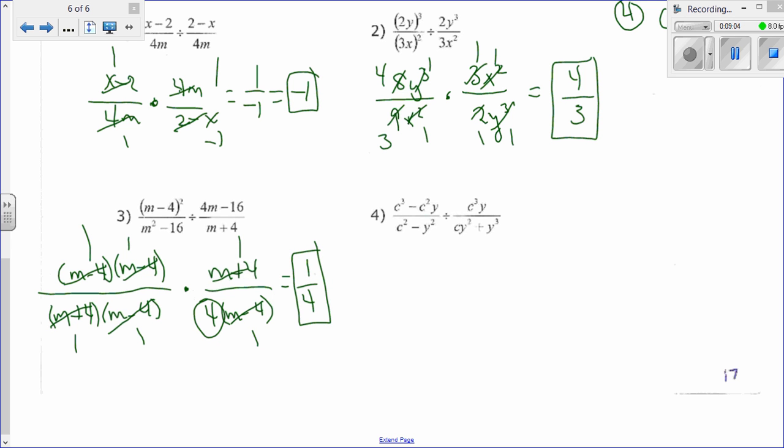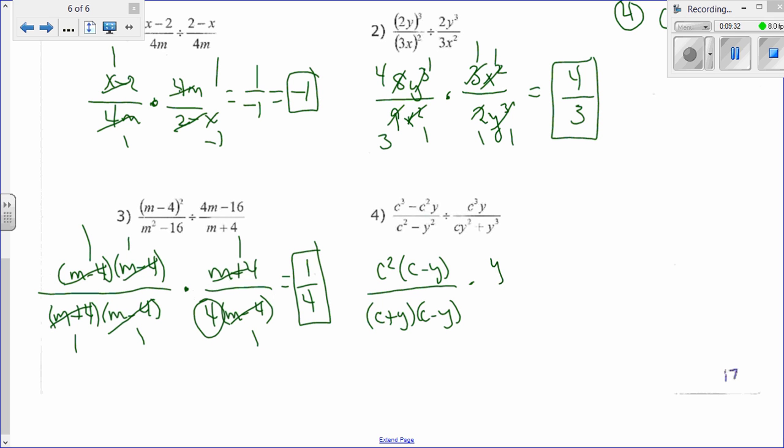Number 4 is a little bit trickier just because it's only variables, no numbers involved. But look for GCF. So for the first numerator, I have c squared, and I'm left with c minus y. Over, in the bottom, that is not a GCF, but it is a difference of two perfect squares, so it's (c plus y)(c minus y). Times, flip my fraction and cancel.